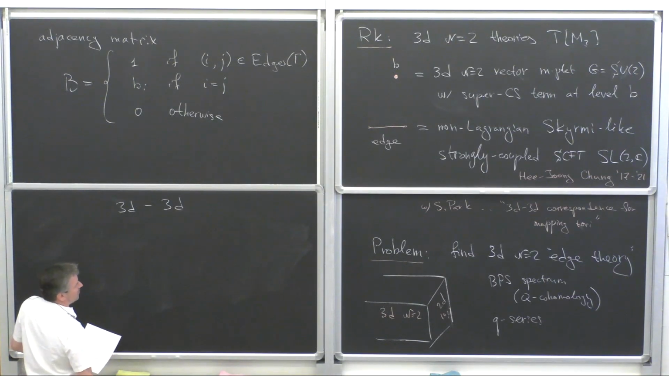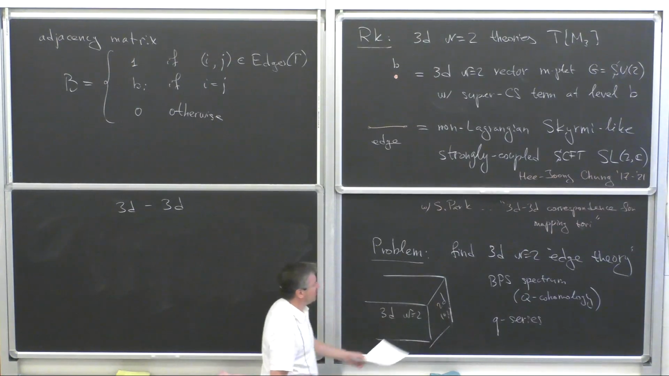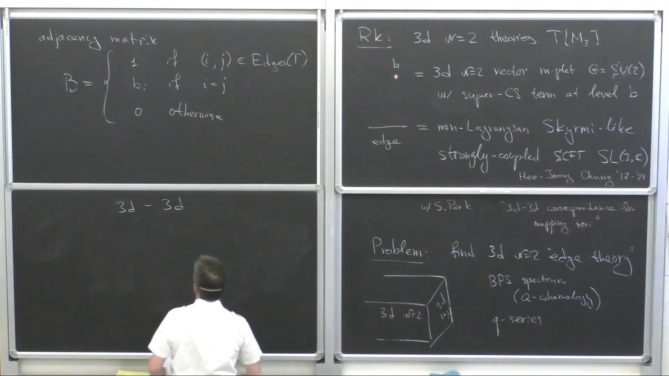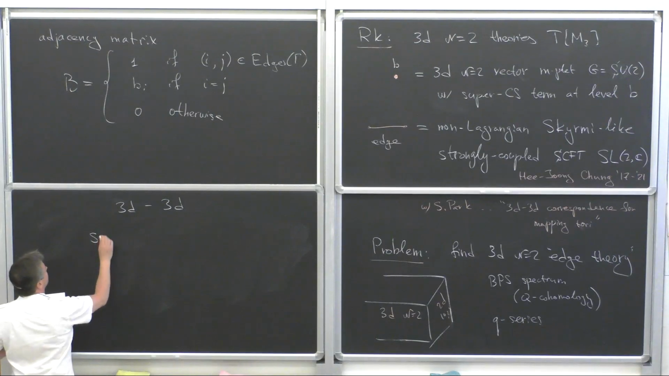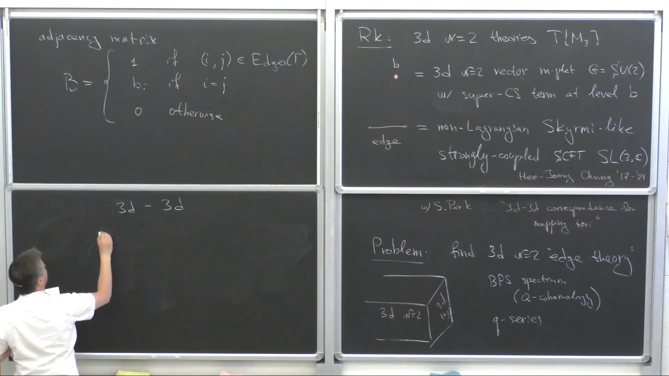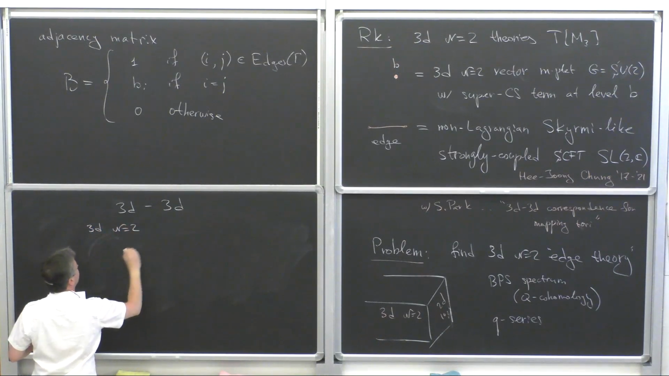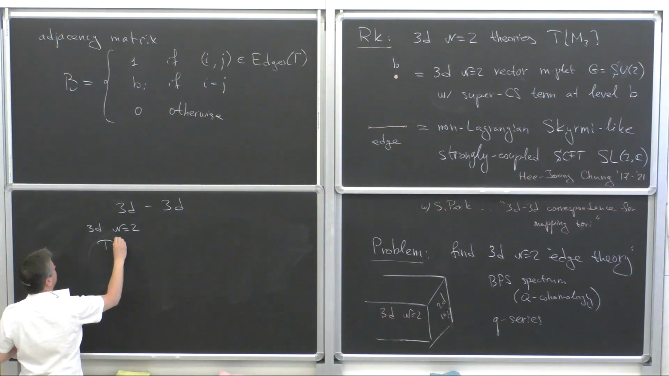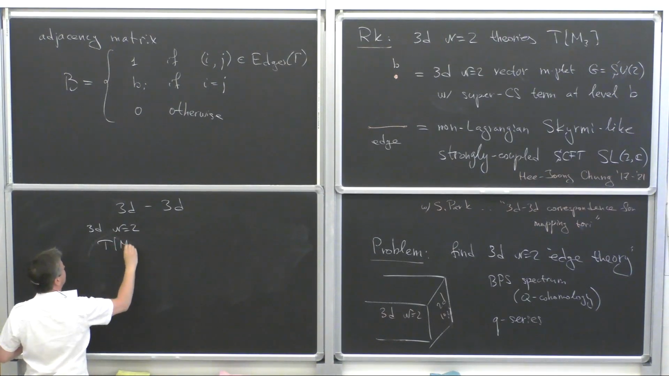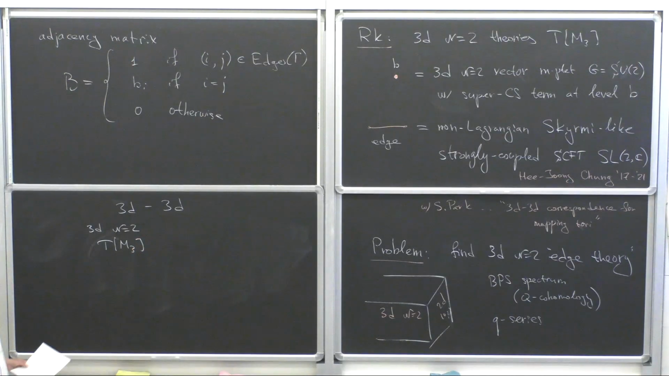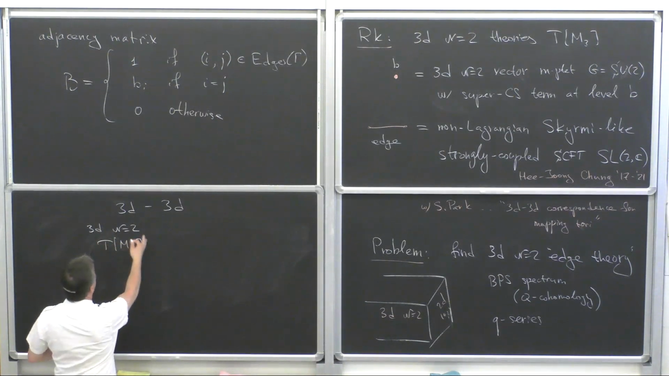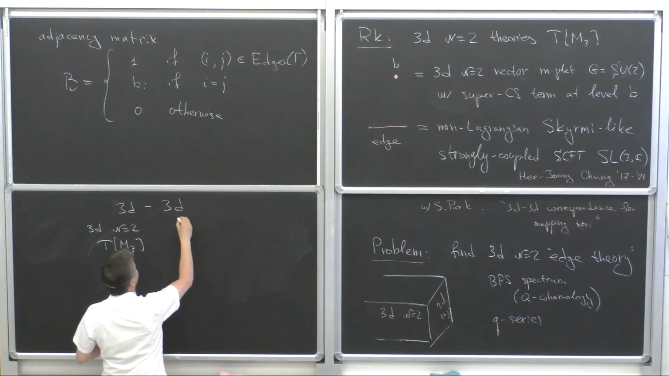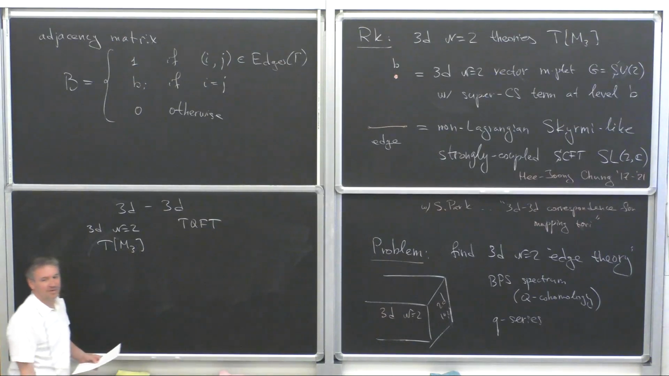So this partition function that I'm going to describe is taking a 3D N=2 theory, which is supersymmetric. That's the T of M3 from the 3D side. This side is supersymmetric. This side is topological. So there is also a TQFT side.